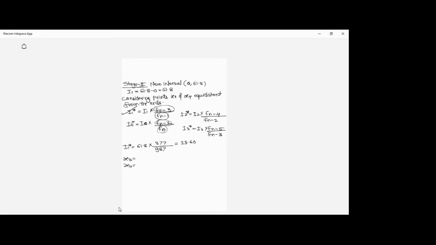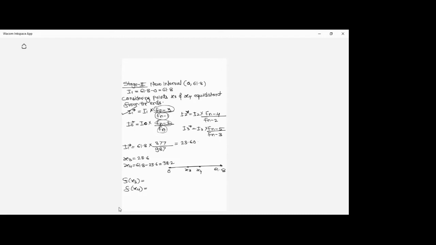So now what will be the value of x3 and x4? We didn't draw the diagram, so here it will be 0, it is 61.8, and here it is x3 and x4. So x3 will be 0 plus 23.60, so it is 23.6, and x4 will be 61.8 minus 23.6, so the value comes out to be 38.2.